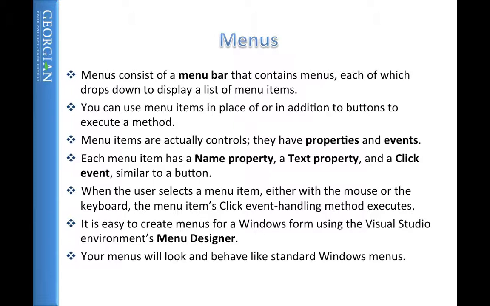Now, some of the name properties for the menu are pretty good, like menu of one, which you're going to see is pretty good. It's not like it's an odd named property. The text property for the menu is what it looks like when you actually see the menu itself, and there's a click event similar to a button for each menu option. So each menu item has these properties: the name property, the text property, and the click event.